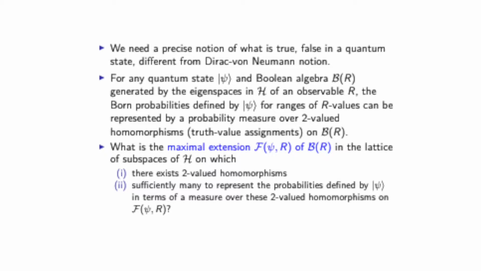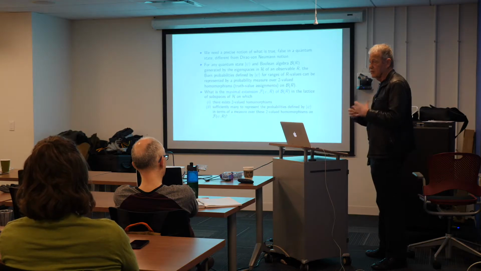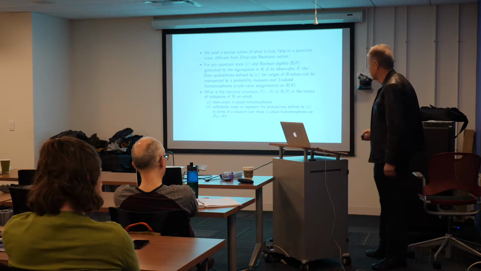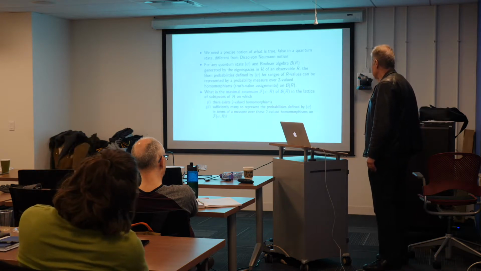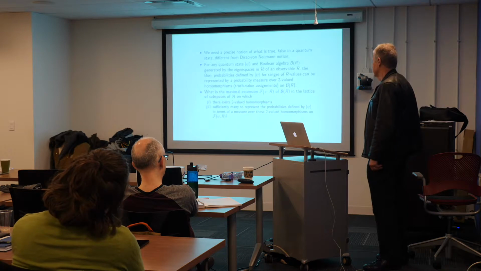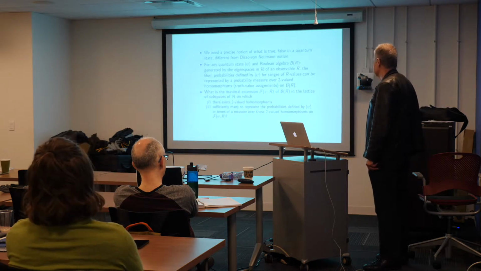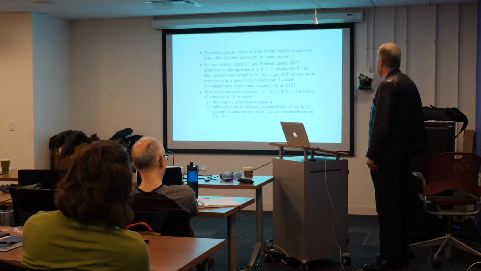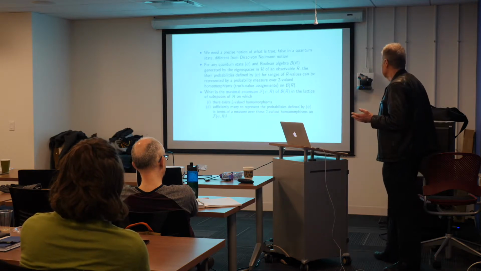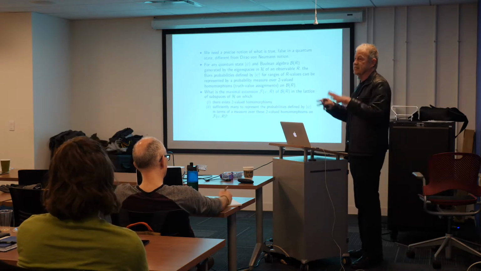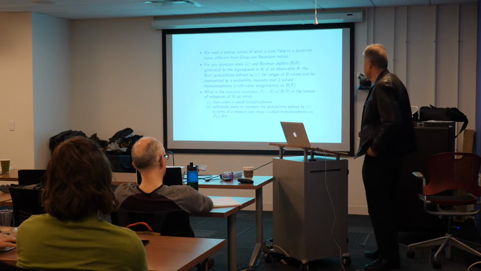What's the maximal extension of this Boolean algebra in the lattice of subspaces of the Hilbert space on which there exist two-valued homomorphisms? So you can talk about truth and falsity, or there exists a truth value assignment if you like. And there's sufficiently many truth value assignments, or two-valued homomorphisms, to represent the probabilities defined by the state in terms of a measure over the two-valued homomorphisms on this extension of the Boolean algebra F.